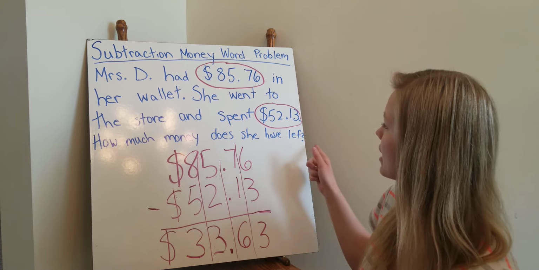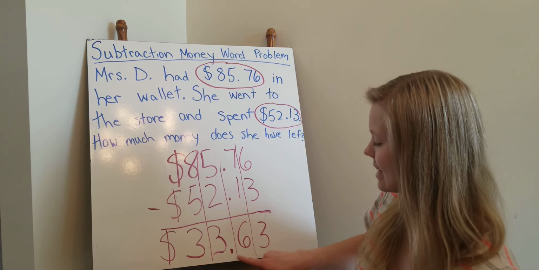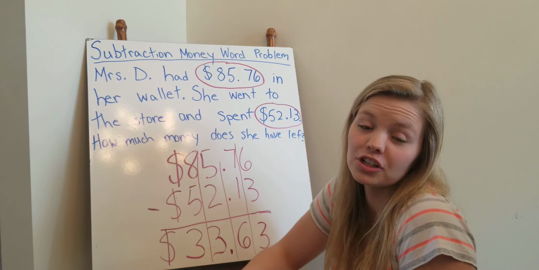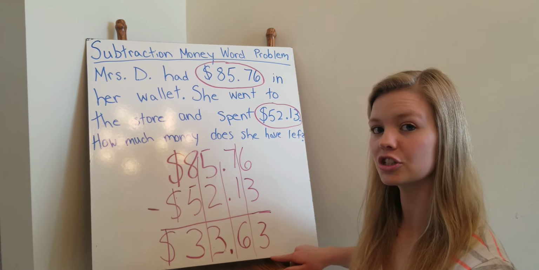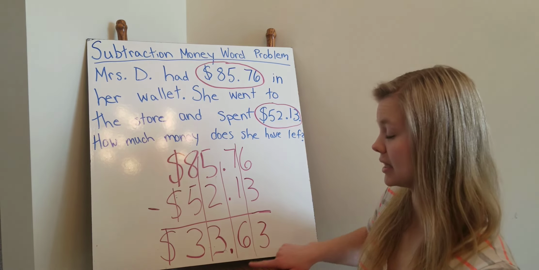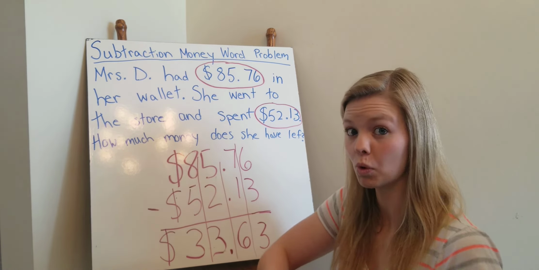Okay, so how much money did Mrs. D have left? She had $33.63 left. Okay, if you want, on your Seesaw too, you can do that little voice recording and record yourself saying the answer so I can hear you say it. How did we say the dollars, $33.63, how we speak when we talk about money.